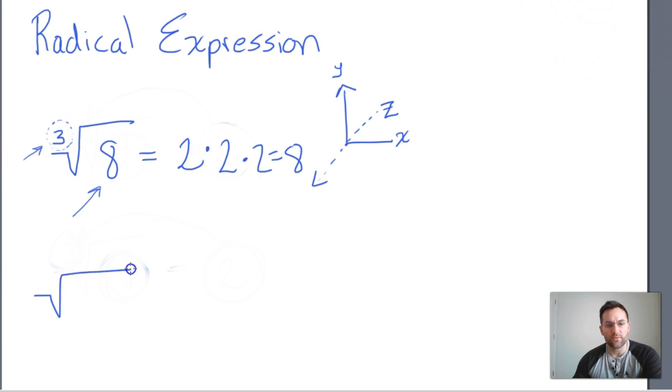Now, if there's no number written in this index spot right here, we assume a 2, and that is a square root. So if I said the square root of 4, again, we have a value of 2 because 2 can be multiplied against itself twice to get 4.